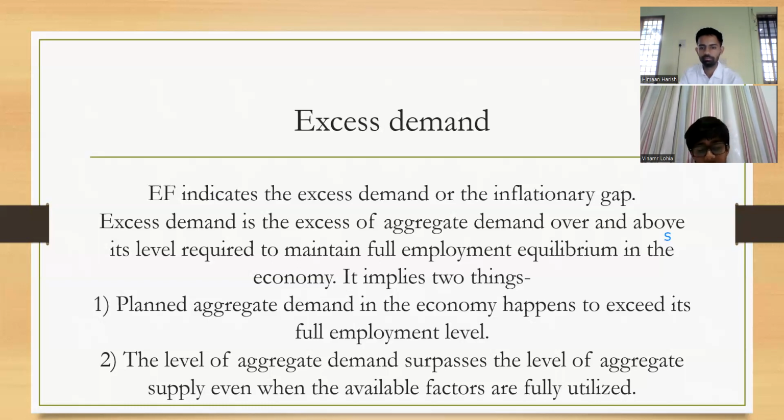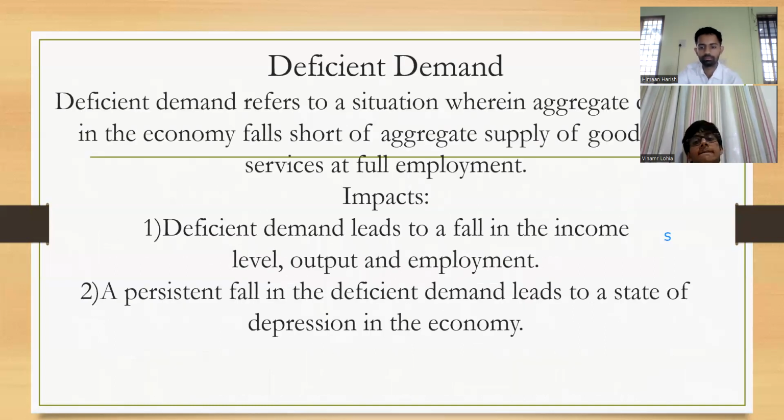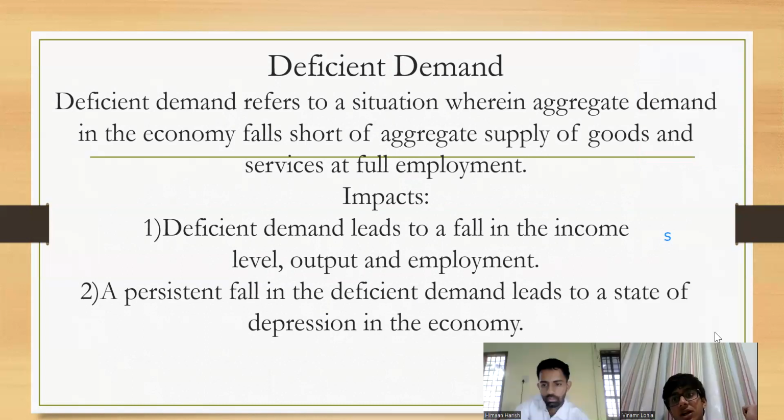Available factors are fully utilized, and the demand has still not been met. Basically, the demand is not being met, due to what they call inflation. That kind of inflation is called demand pull inflation.